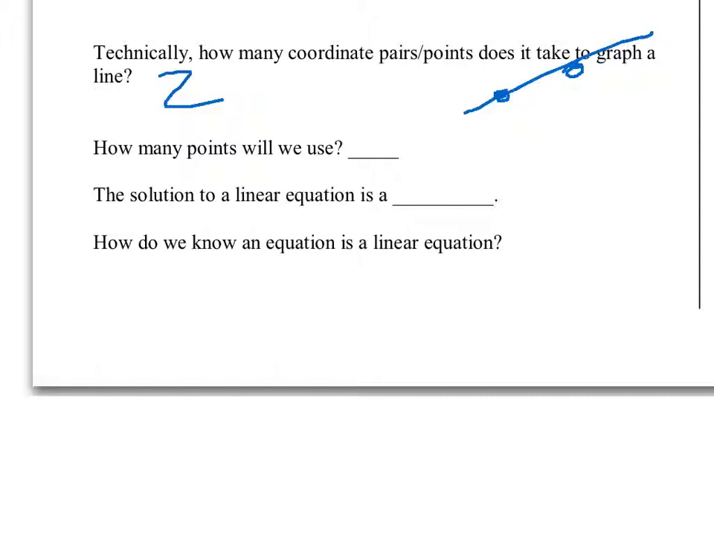Now, how many did I say we were going to use? The video said 5. I said 3. The reason why we're going to use 3 is because we're going to take those 2 points that we used to graph the line, and the third point's going to check. If the third point is right there on the line, that means everything's all good. If that third point is way off over here, that means something's wrong. One of our 2 points, or maybe even our checkpoint, is wrong. That's why we're going to use 3 points.